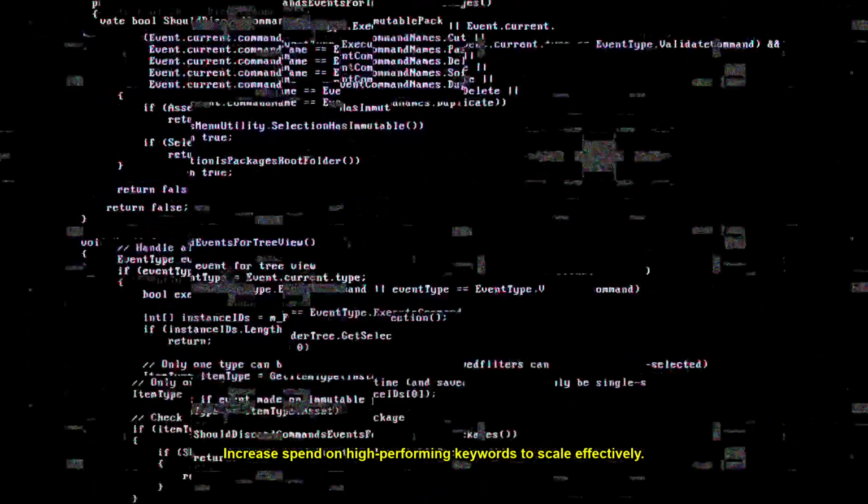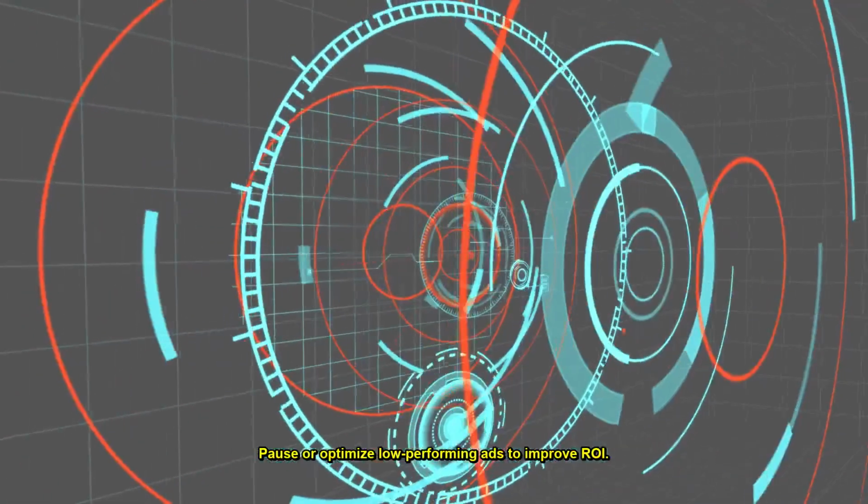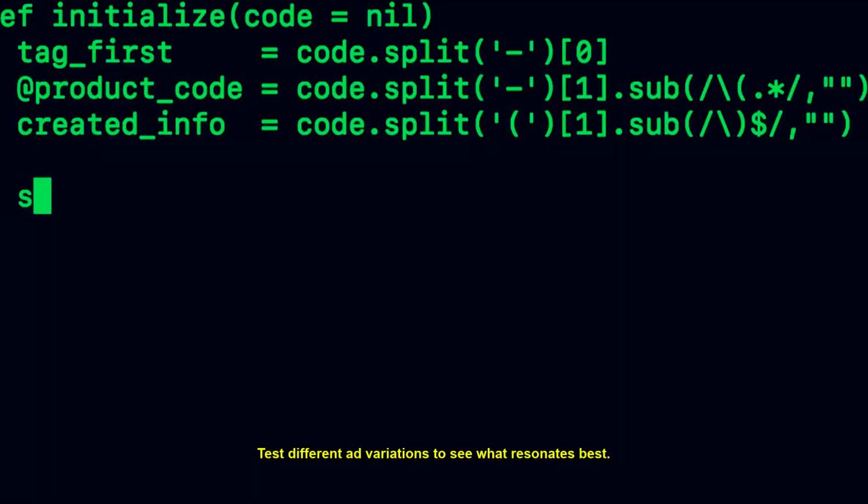Increase spend on high-performing keywords to scale effectively. Pause or optimize low-performing ads to improve ROI. Test different ad variations to see what resonates best.